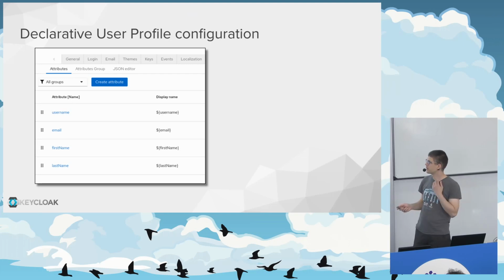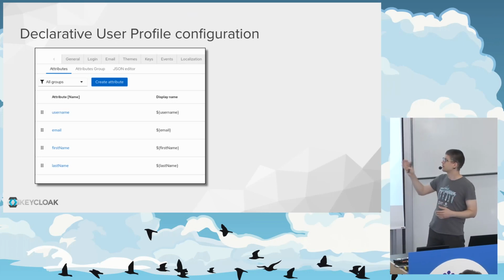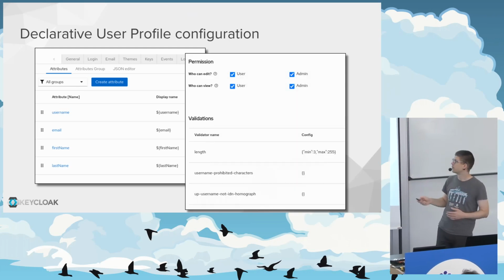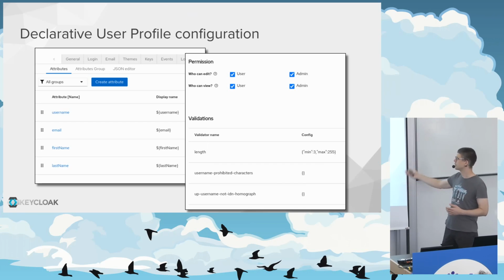And the new thing is you can really define those attributes, manage those attributes and the attribute types, to say, okay, I have username, email, first name, last name, and maybe 15 more. I want to localize those for different languages. I want to add validators, how long they can be, whether there are prohibited characters, put in regular expressions if I want to. I can also give a permission for who can edit this information.